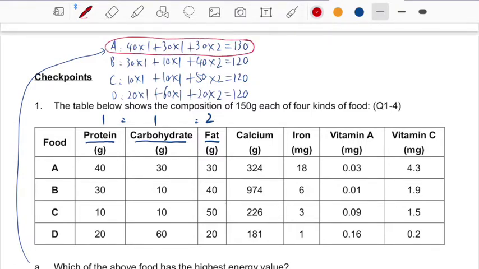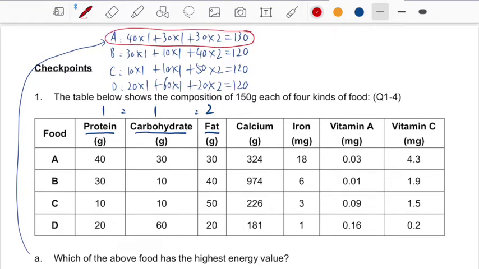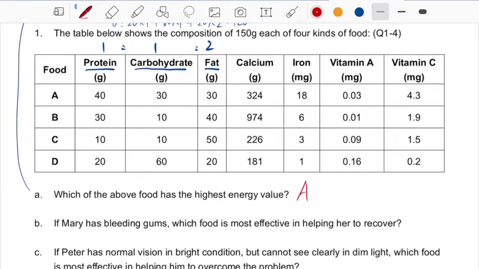So among the 4 types of food, we know the total amount of energy released is higher for food A compared to B, C, D. Okay, so the highest one should be A. So we should choose A for the first question.